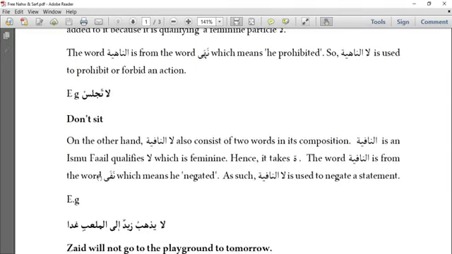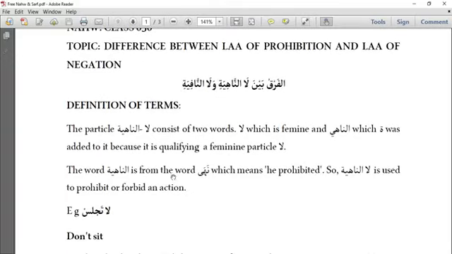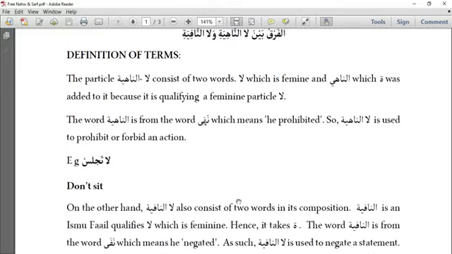La Nafia, on the other hand, similarly consists of La and Nafia. La, like I said, all our Arabic alphabets are feminine, so our La is feminine. Nafia is an adjective, an ismu fa'il. Because our La is feminine, Nafia too is also feminine. So Nafia is an ismu fa'il derived from Nafa. Nafin, then Nafiyatu. La and Nafiyatu.